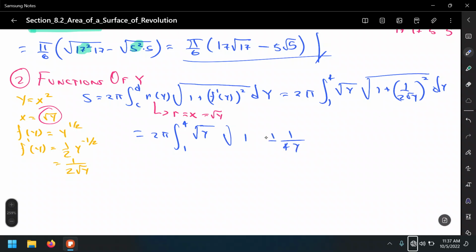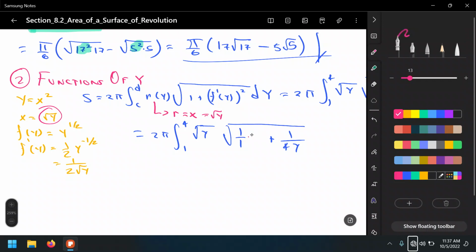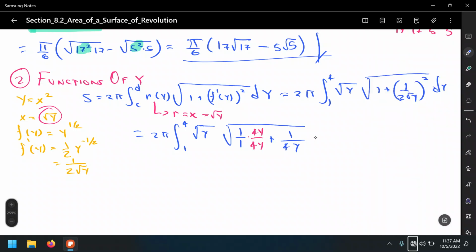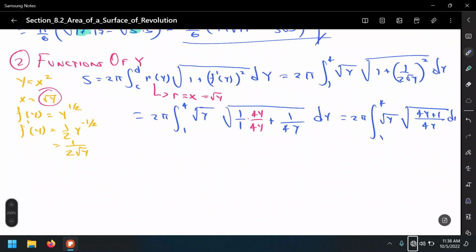And notice the space I left over here. That's because I'm going to combine these fractions together, and I need missing factors there so we can combine them. That is, multiply numerator and denominator by 4y, and that's dy. Put the two fractions together: 2 pi integral from 1 to 4 root of y times root of 4y plus 1 over 4y dy.